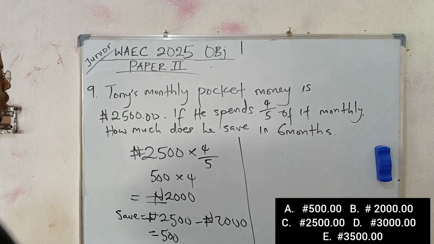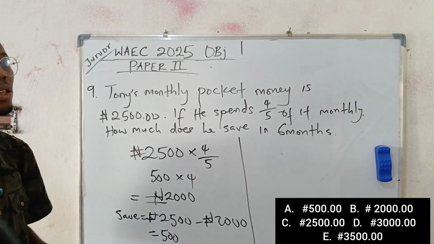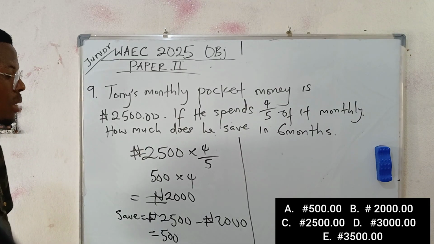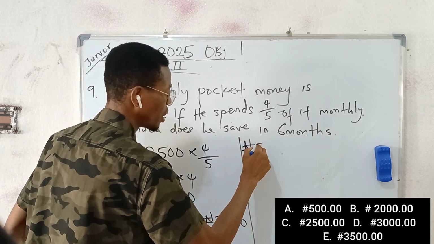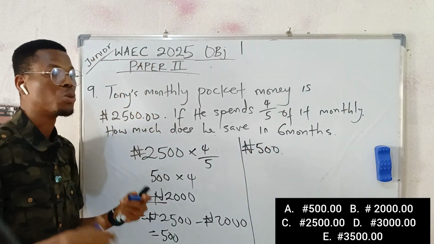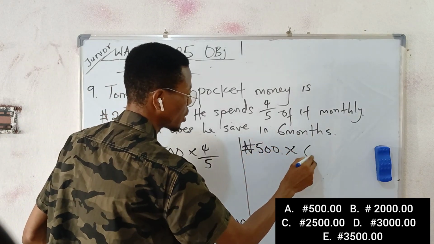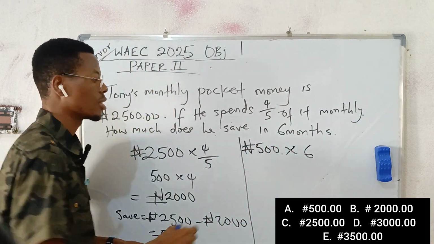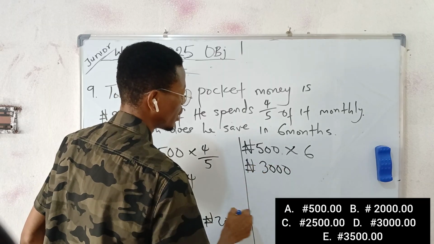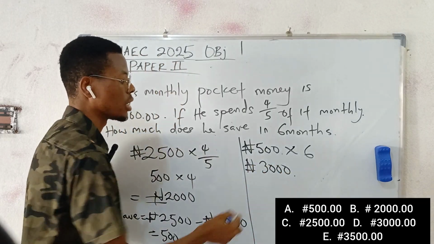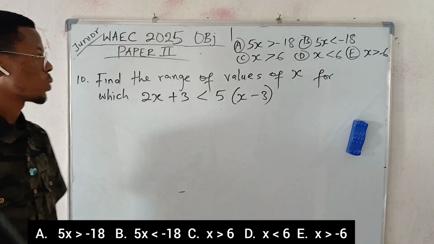So the question says, how much does he save in 6 months? Now we are referring to 6 months. How much will he save? That means we're going to multiply the 500 naira, which is the amount he saves each month, times 6, the number of months. We multiply 500 times 6. We have 3,000 naira. So Tony is able to save 3,000 naira for 6 months.